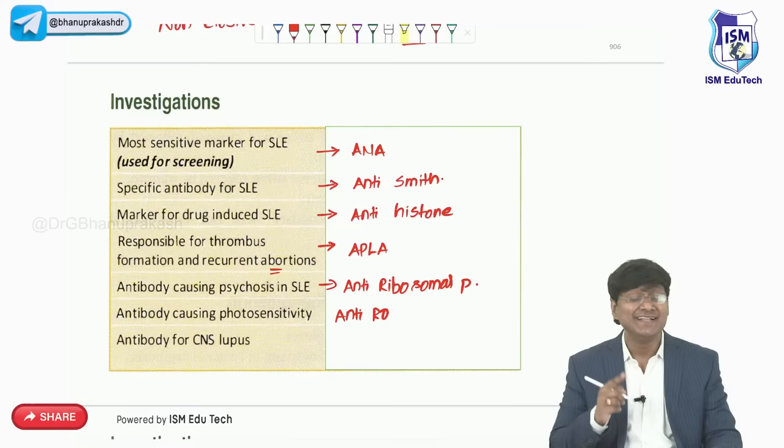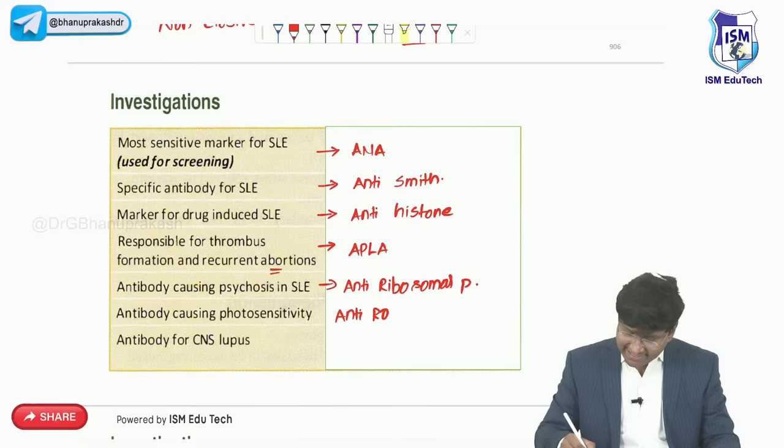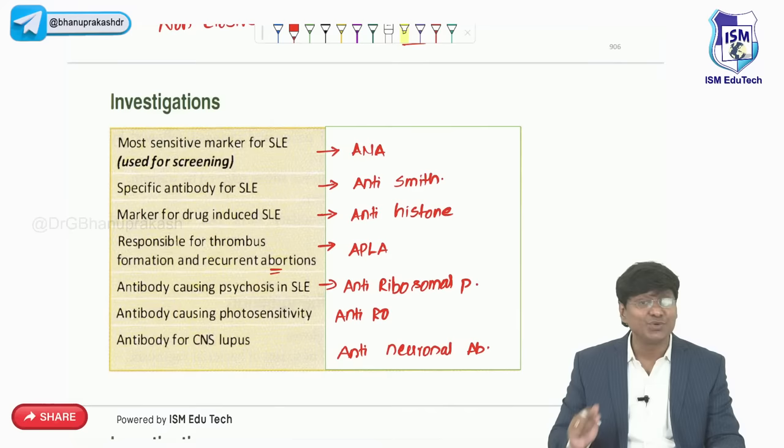Right? And what is the antibody that is responsible for CNS lupus? The antibody that is responsible for CNS lupus will be anti-neuronal antibody. Right? That will be anti-neuronal antibody. Okay? So that is about your SLE.